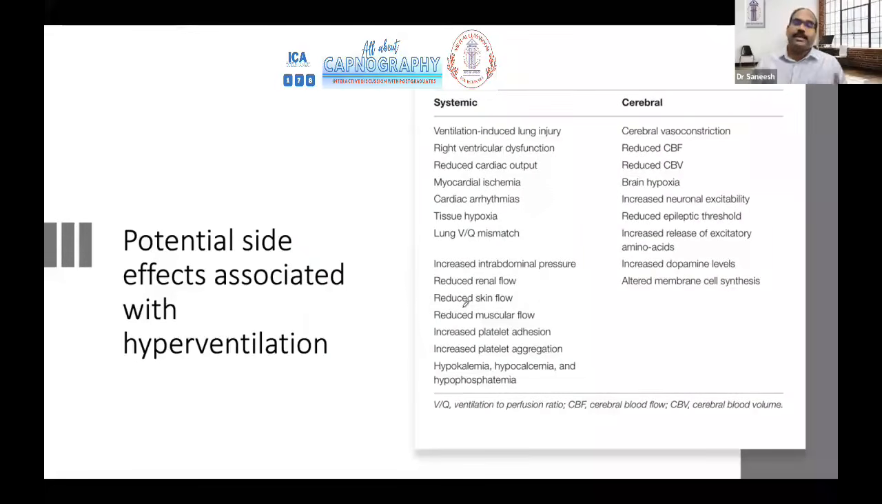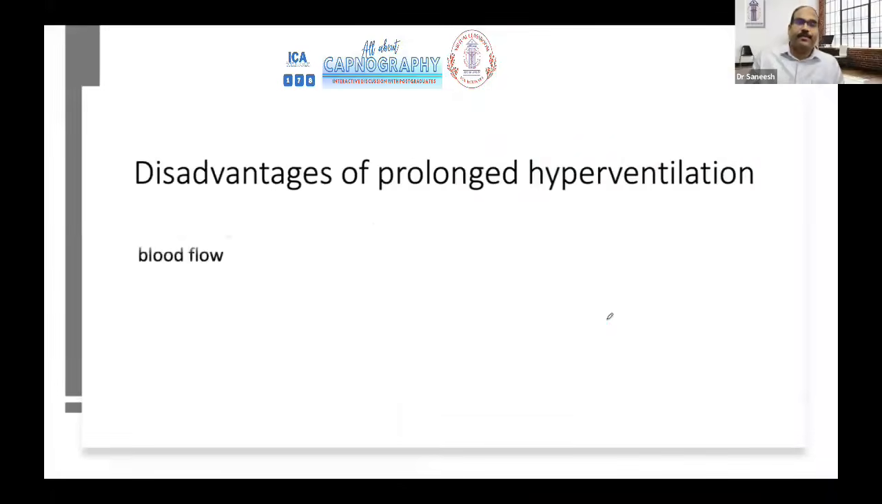Hyperventilating means you are ventilating against probably a sick lung. So ventilation-induced lung injury, RV dysfunction, reduced cardiac output because it's positive pressure ventilation, MI, cardiac arrhythmias, a whole list. I'm not going to go through the list. And if you look at the CNS part, it can cause cerebral vasoconstriction and reduce CBF, and I'll show the slide. It can even cause increased neuronal excitability and reduce the epileptic threshold if you hyperventilate too much. So traumatic brain injury does not equate with hyperventilation. So that is one message I would like to give here.